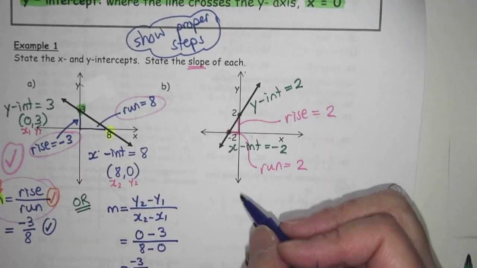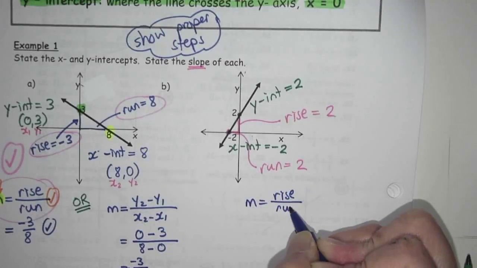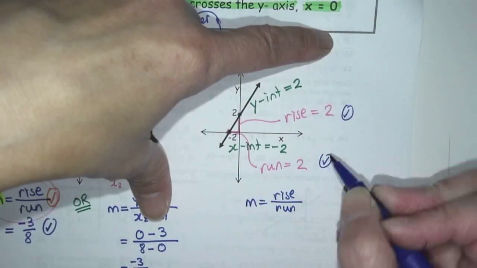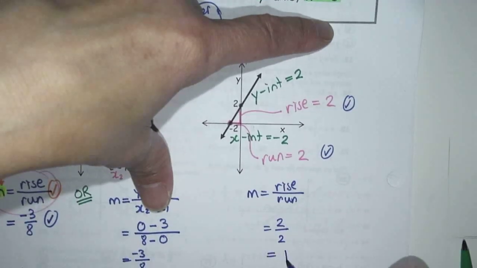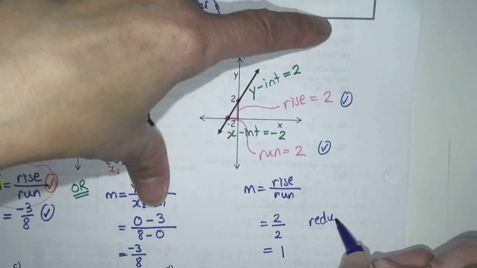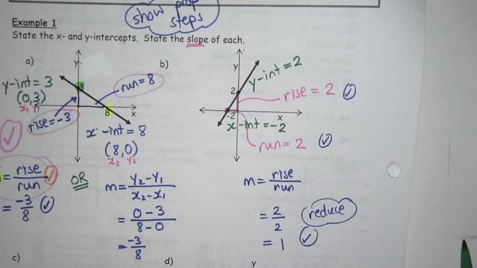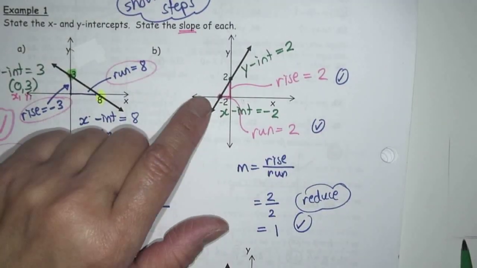Then if you're going to do it that way, you can do m equals and say rise over run. That tells me to look at your graph, and you say, okay, I labeled it. My rise is 2, my run is 2, which gets me, reduce that, it's 1. So you must reduce it. Whenever possible, you want to reduce it to a 1. It's a slope of 1.